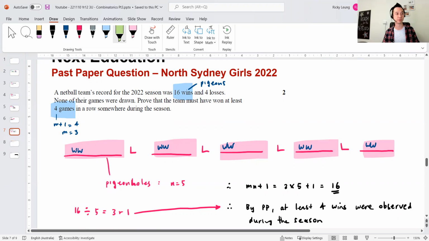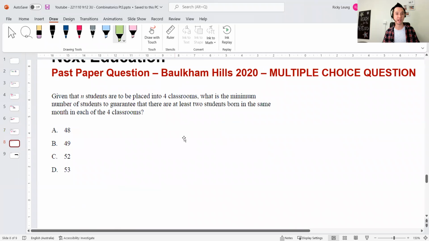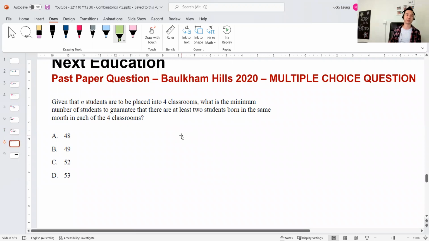Guys, I've got one more question, right? Let's have a look at, oh, it's a multiple choice. Cool. Great way to end it. Now, I thought this question was a bit misleading once again. When I first attacked it, I just went down the wrong path. Let's have a look. Maybe you won't, I certainly did. Bulk Appeals 2020. Given N students are to be placed in 4 classrooms, what is the minimum number of students to guarantee that there are at least 2 students born in the same month in each of the 4 classrooms?